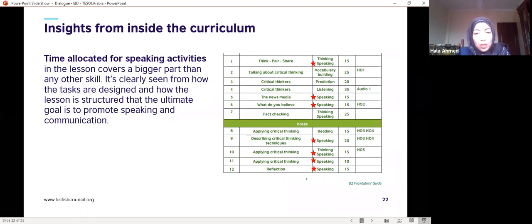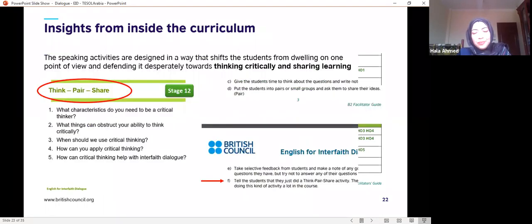So you can see from this snapshot, this is a particular lesson, that the speaking activities really cover the bigger part than any other skill. So the time allocated in the lesson is given primarily to speaking activities rather than the other skills. And you can see from the way that the tasks are designed and the way the lesson is structured that the ultimate goal here is to promote speaking and communication in the context of dialoguing. Next one, please.